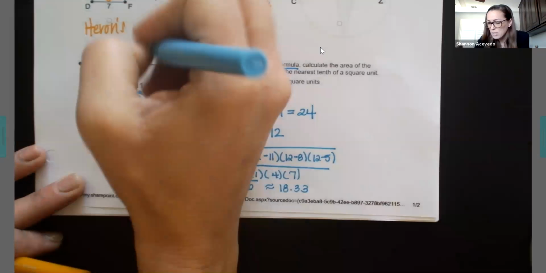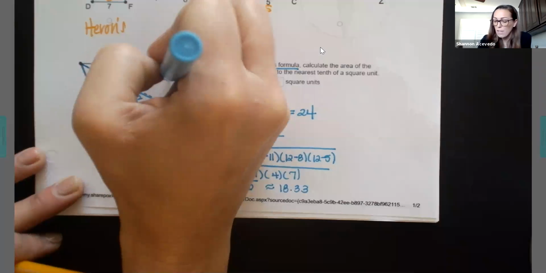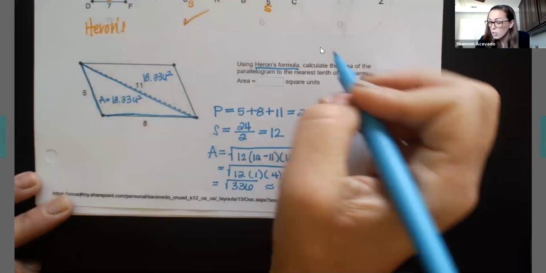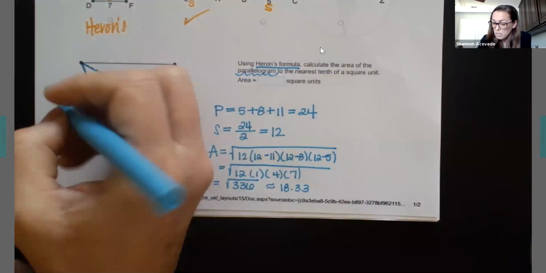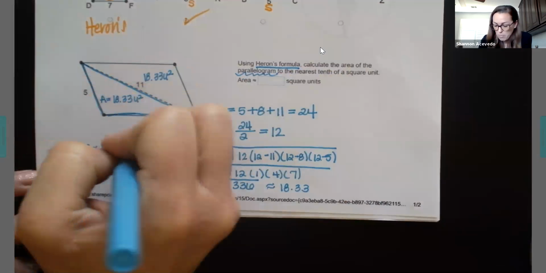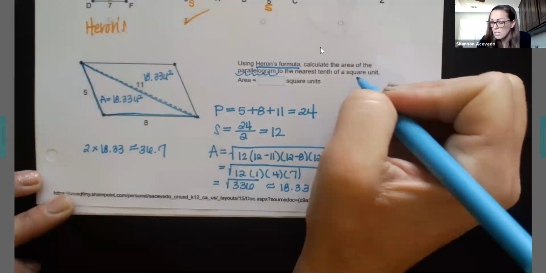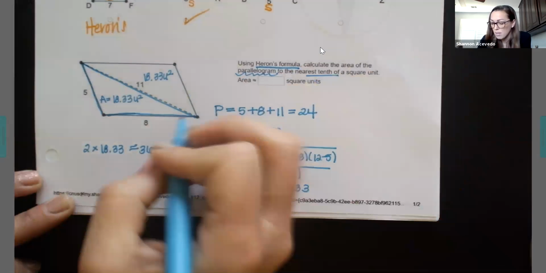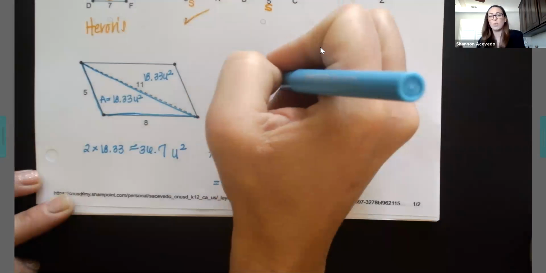That means that this one's also 18.33 square units. So to figure out my parallelogram, make sure you're paying attention to what you're looking for, it's going to be 2 times my 18.33, which is going to be approximately 36. And it says to round your final answer to the nearest tenth, 36.7 square units. And we're done.